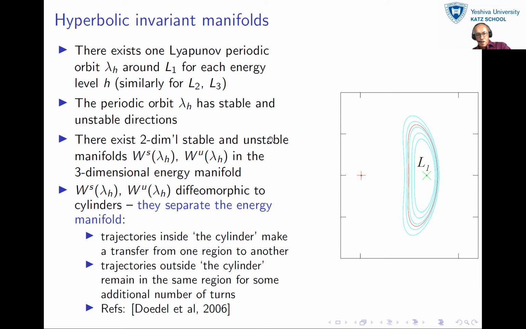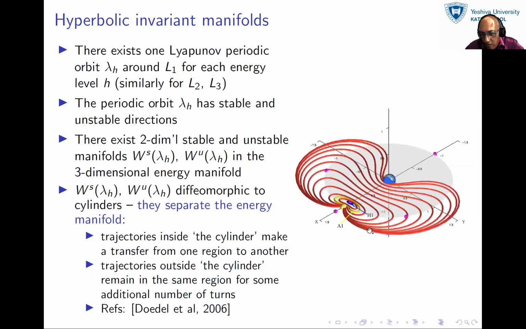These periodic orbits are called Lyapunov periodic orbits. They have stable and unstable directions, and they have what are called stable and unstable manifolds. These are two-dimensional stable and unstable manifolds, or if you wish, surfaces that live in the three-dimensional energy manifold, which itself is contained in the four-dimensional phase space. So we've seen them before.